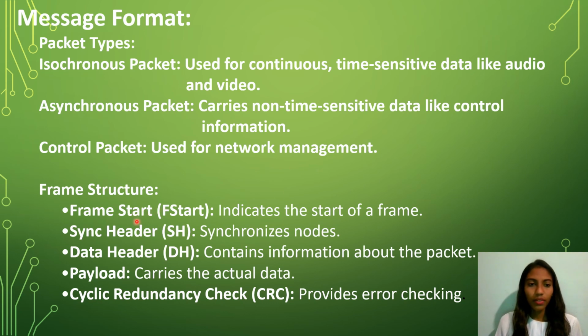Frame structure. Firstly, the frame start. Fstat indicates the start of the frame. Sync header synchronizes the nodes. Data header contains the information about the packet. Payload carries the actual data. Cyclic redundancy check. So the cyclic redundancy check provides the error checking of the transmission.